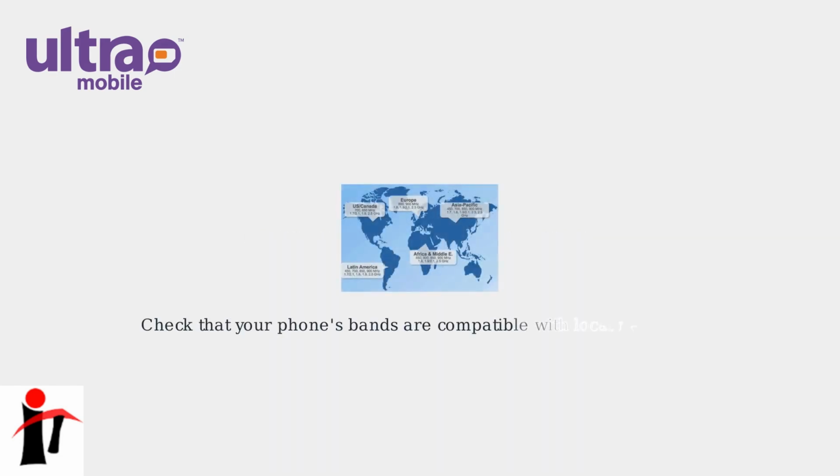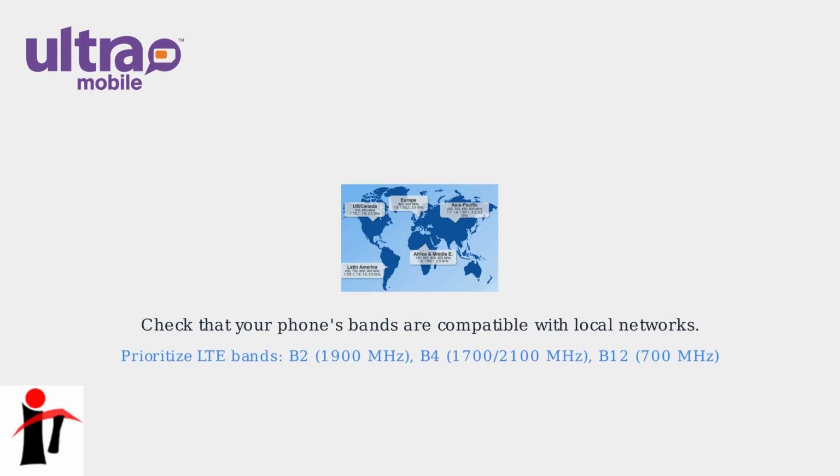Check that your phone's bands are compatible with the local networks. Prioritize LTE bands like B2, B4, and B12 for global compatibility. If you're still having problems, lock to compatible bands via hidden menus. If connection is unstable, prefer LTE 3G over 5G and disable Wi-Fi calling.